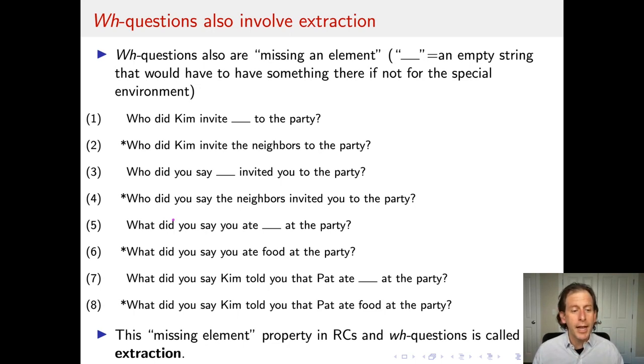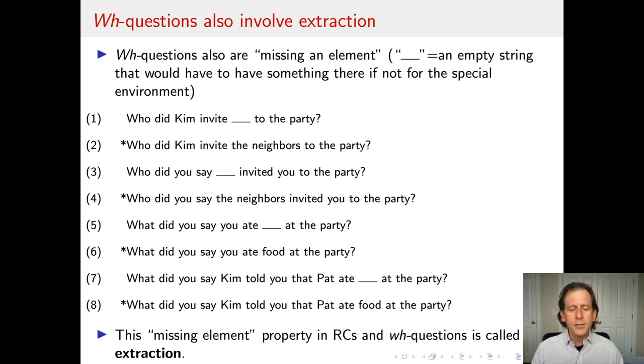Who did you say? What did you say you ate at the party? What did you say you ate food at the party? Not okay. How about this? What did you say Kim told you that Pat ate at the party? This whole chain of verbs, and the relationship is actually a nesting relationship. That's okay. If I put the word food there explicitly, it becomes bad. What did you say Kim told you that Pat ate food at the party is not okay.